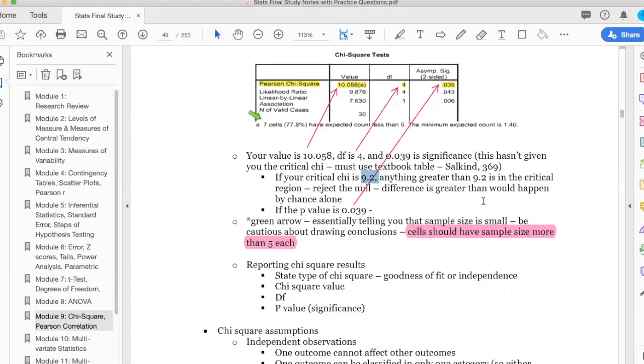Oh, awesome. Thank you. So if your critical is 9.2, you came up with a 10.58 at a p-value of 0.039. So your value here is higher than your critical chi, and your p-value is 0.03, which is less than 0.05, which means it's significant. You're going to reject the null.